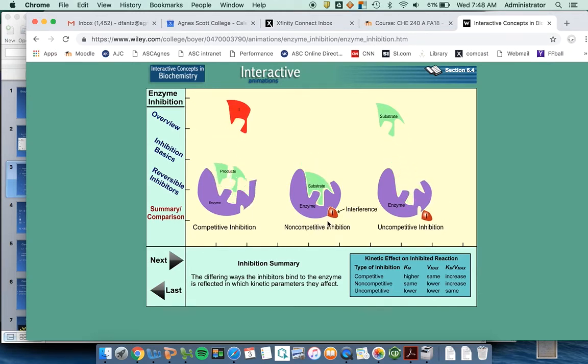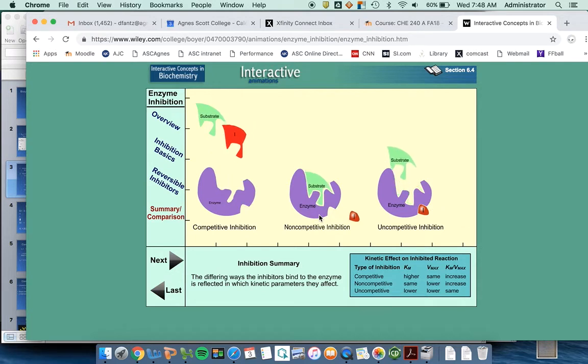Non-competitive inhibition looks different immediately. Here it is. Here's this inhibitor that's shown to be binding to a location on the enzyme that's different than the substrate binding site. It's binding in a different location, and when it binds, it's causing interference. When the inhibitor is bound to the enzyme, the reaction doesn't proceed towards product formation. Now, in non-competitive inhibition, this inhibitor can bind to the inhibitor binding site of the enzyme whether the substrate is bound or not. So it doesn't care whether the substrate's bound.